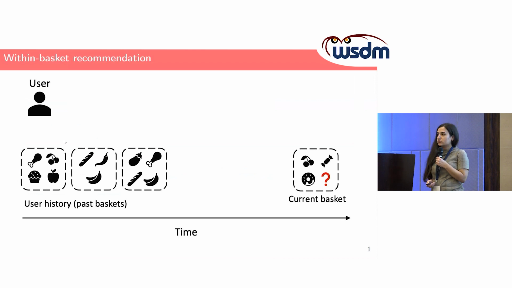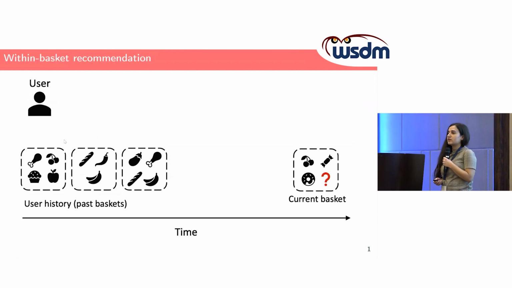Assume that we have a user, and for this user we have a history in the shape of a sequence of previous baskets. Each basket is represented as a set of items that they have previously purchased in a single transaction. This user also has a current basket, in the form of an ongoing session or an ongoing shopping journey. The goal of the recommendation system is to recommend items for this incomplete, ongoing, current basket.